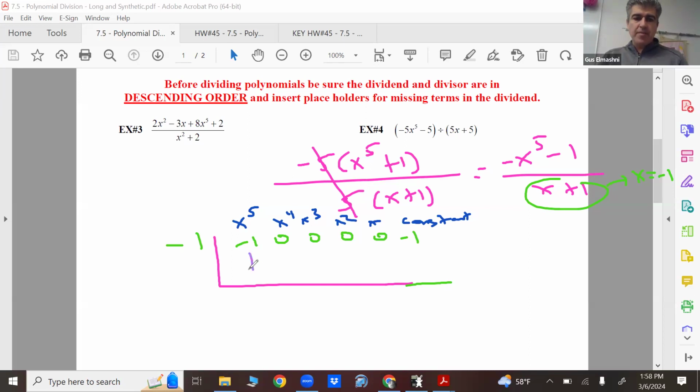So I'll bring this down. Now here's the process in case you guys forgot. You bring down that number. You multiply the outside number by that number. What's -1 times -1? And then you rinse and repeat. Add that, that's 1. Multiply, rinse and repeat. Just keep going.